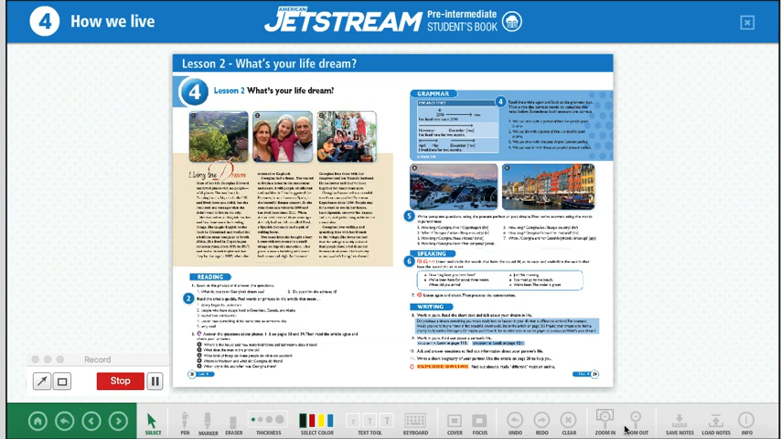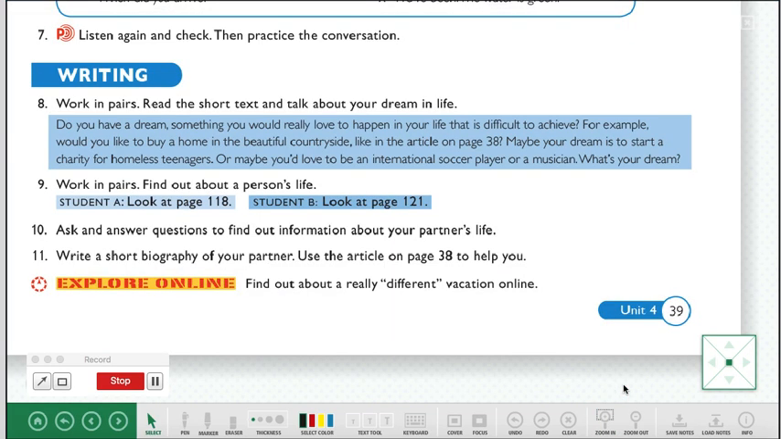And finally, we are going to work on exercise number 8, which is going to be the writing activity, okay? Here, obviously, we are not going to work in pairs. We're going to work individually. Read a short text and talk about your dream in life. So, here, this is just an example, okay? Do you have a dream, something you would really love to happen in your life? This is just to get some ideas. You can read this blue paragraph just to get some ideas, but at the end, in the notebook, you are going to write a somewhat long paragraph talking about the dream you have in your life.